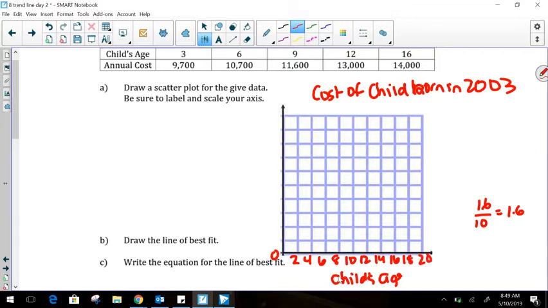All right, then the annual cost is my y-axis because that's my bottom. All right, so I need to reach 14,000. So 14,000 divided by 10 lines, that's 1,400. I'm going to round up to 2,000. All right.